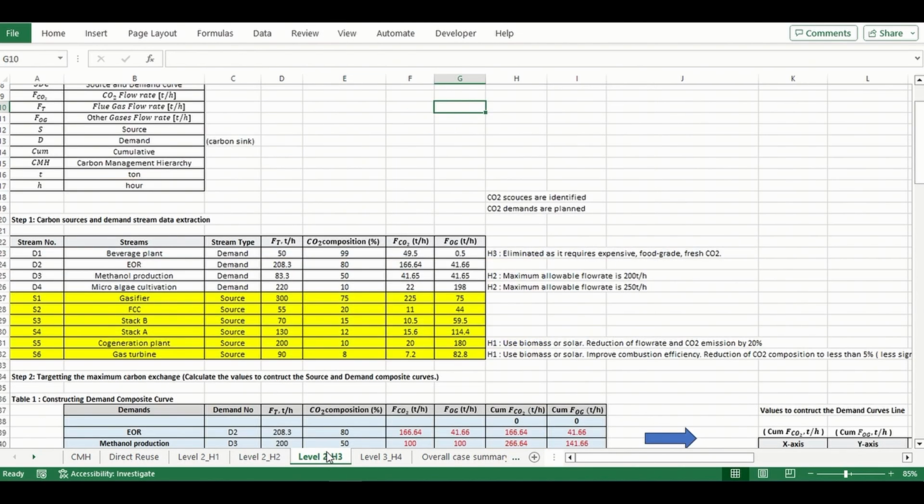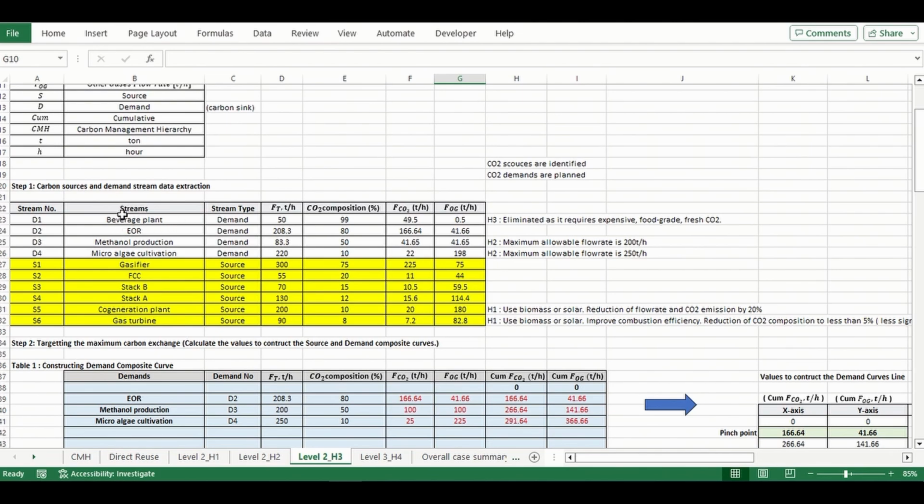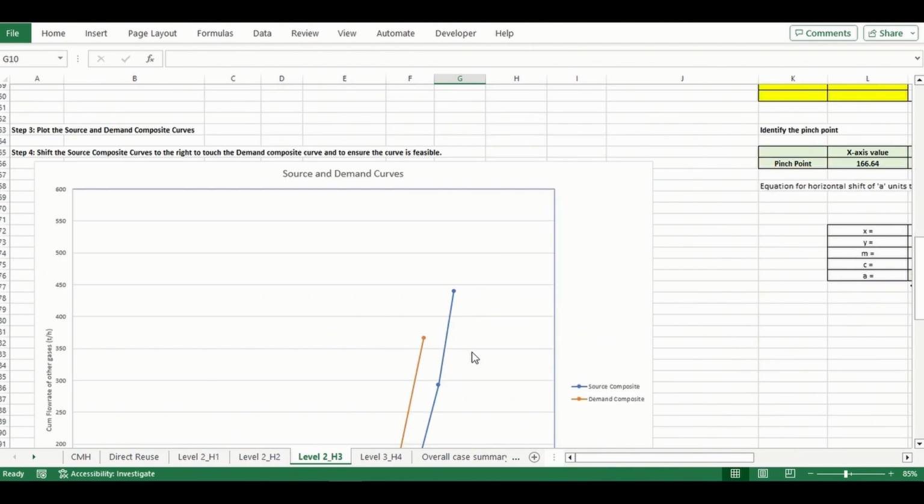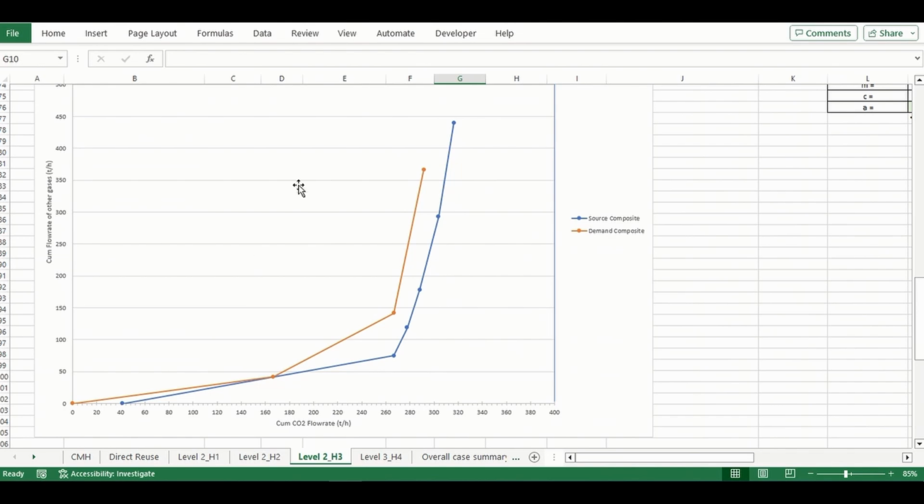And for the next step, level 2 H3, which is to reduce or eliminate demand processes below the pinch, we have identified from the journal paper that demand 1 will be eliminated as it requires expensive food grade and fresh CO2. So by removing demand 1, we'll get a new composite curve line as shown in the Excel here.